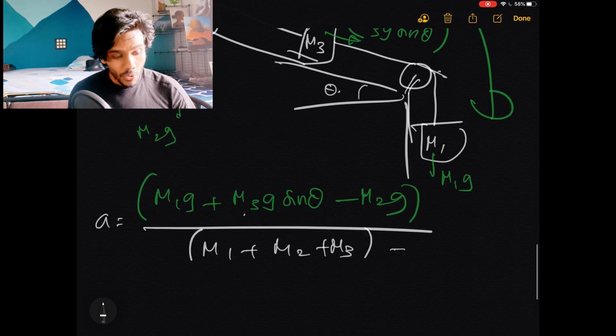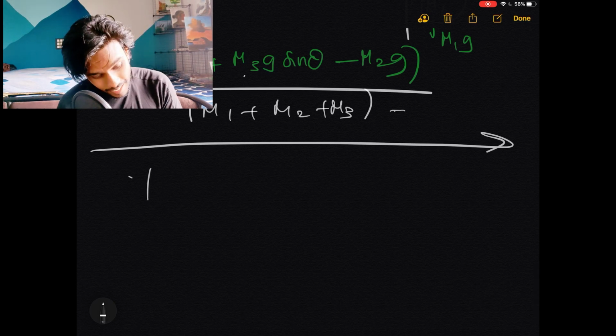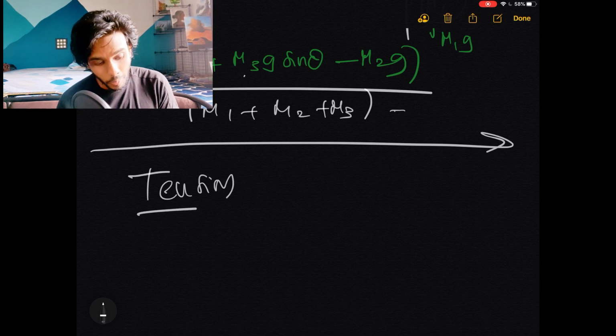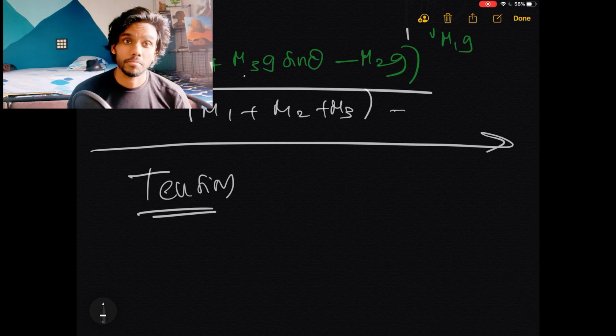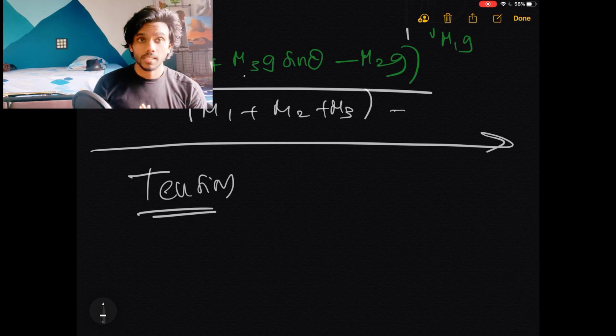All right. Now, let me take you to the next idea. You can in fact tell the tension in the problem also. Yeah, a big surprise. Not just the acceleration, you can in fact directly feel the tension in the system.